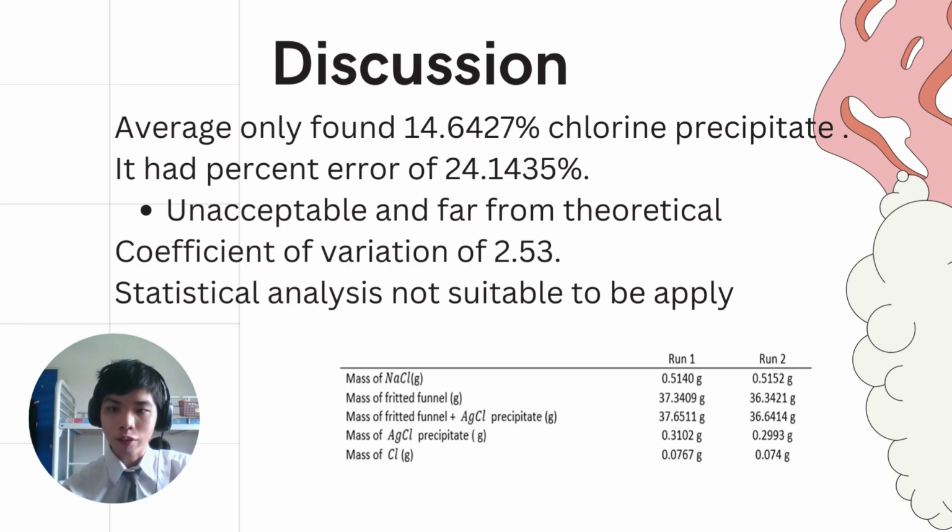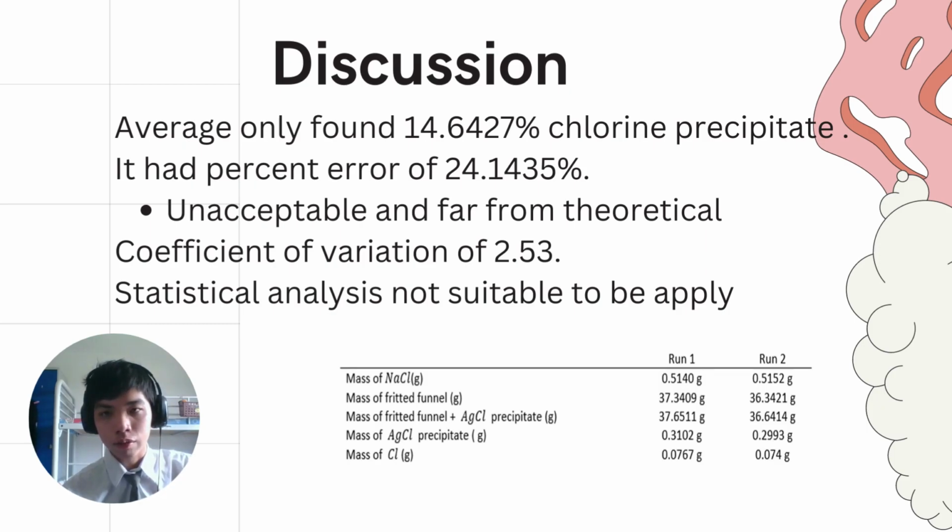Based on our findings, only an average of 14.6427% of chloride precipitate was detected, which means another 86% is still in the solution that was filtered out. Based on our identification, the percent error is about 24.1435%.